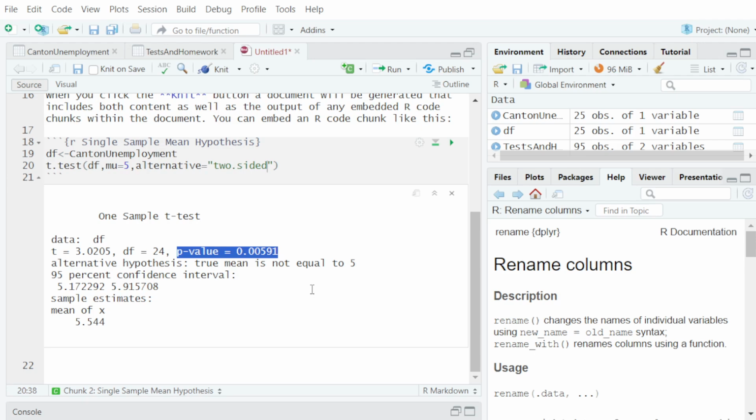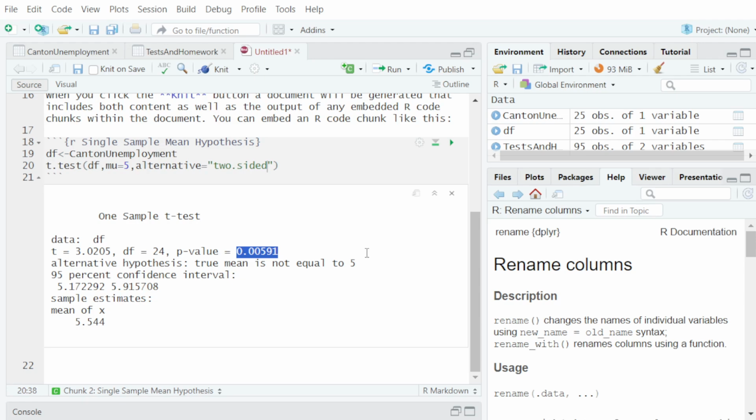So that means that if the true population mean for Canton unemployment rate is actually 5, the probability of me seeing what I actually saw, which we can see our sample estimate at the bottom here, that's a 5.544, the probability of me seeing something that far away or further from 5 is 0.00591, so it'd be about 0.591%. So less than 1% chance. What that really means is that the data here is not very consistent with that null hypothesis that the mean is equal to 5.